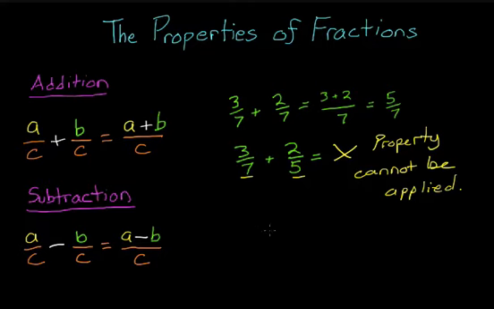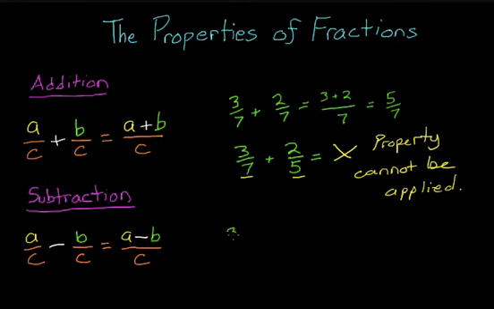All right, so let's look at the subtraction property. The subtraction property states that if you have a fraction a over c minus the fraction b over c, then the difference between the two is just the difference between the numerators over the common denominator.